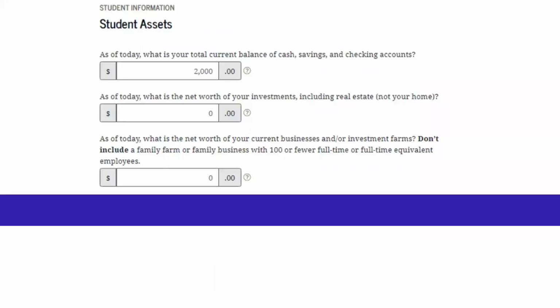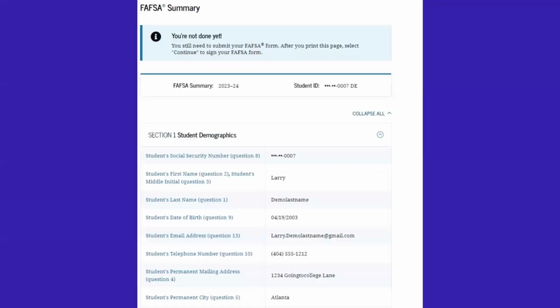Student assets, they want to know what the current balance is of the student's savings account and net worth of any real estate investments or anything that is not the student's home. All right, so almost done.